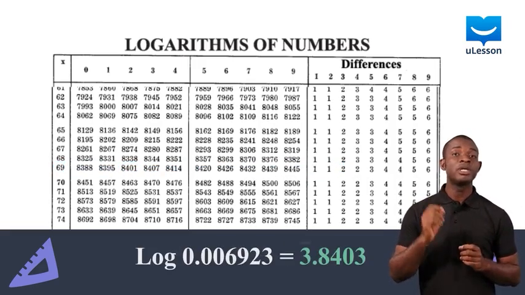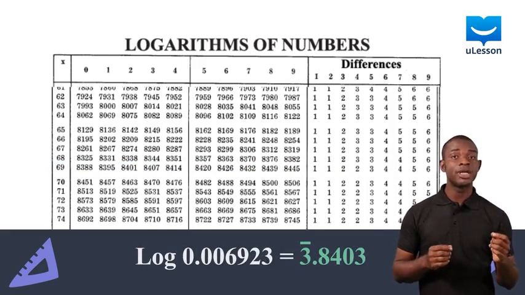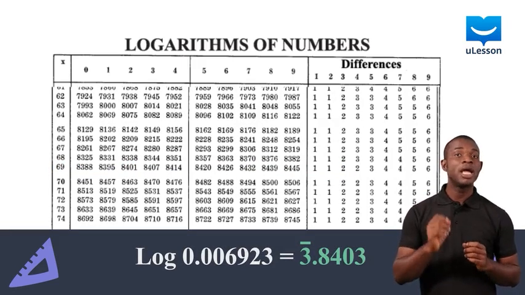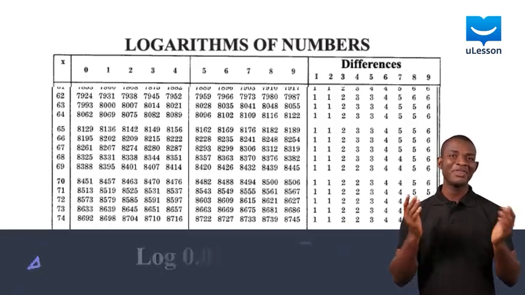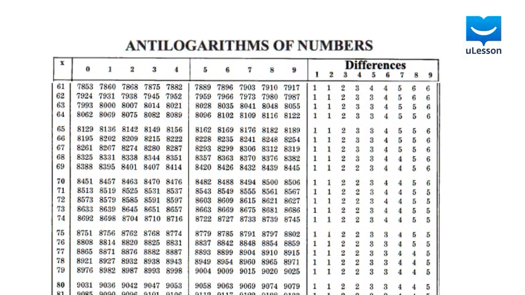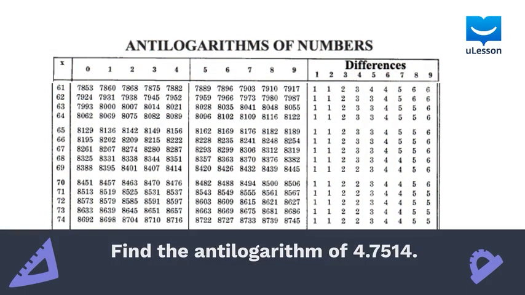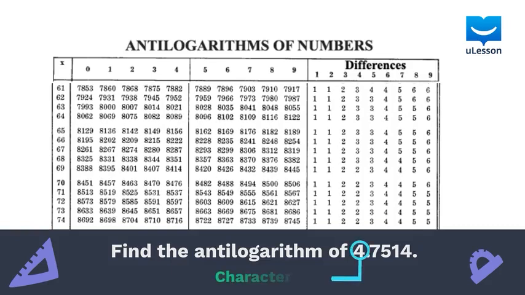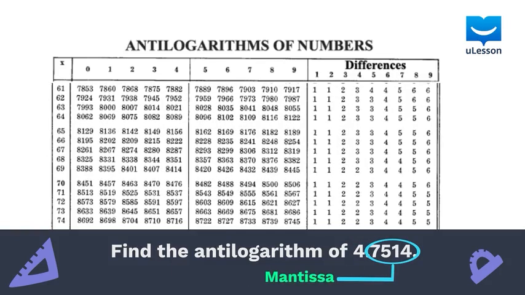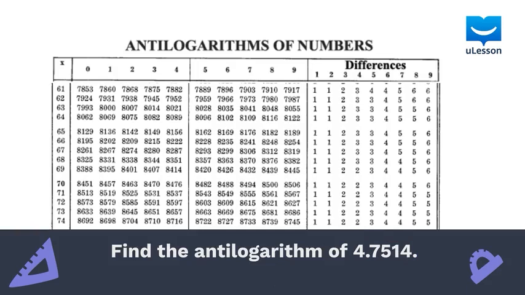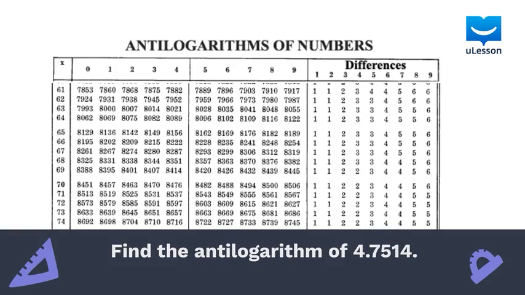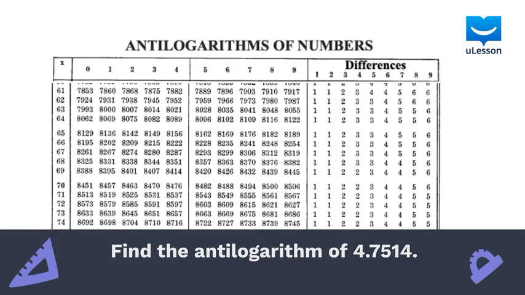So the logarithm of 0.006923 will be bar 3.8403. Let's see how to use the anti-logarithm table. Find the anti-logarithm of 4.7514. Recall that in logarithm, the whole number is the characteristic while the decimal is the mantissa. So in anti-logarithm, what we will be looking for in the table is the mantissa, while the characteristic is simply to let us know the number and direction of decimal places.